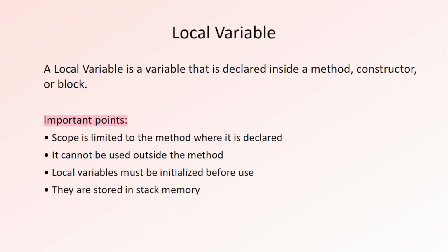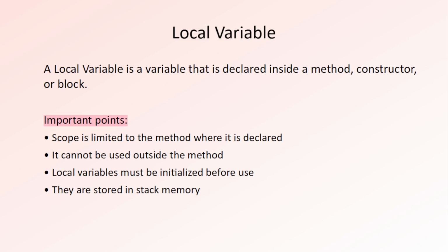A local variable is a variable that is declared inside a method, constructor, or a block. The important thing to remember is that its scope is limited to that method only. That means you cannot access it outside the method where it is declared. Another important point is that local variables must be initialized before using them. Otherwise, Java will give a compile time error. And these variables are usually stored in the stack memory.